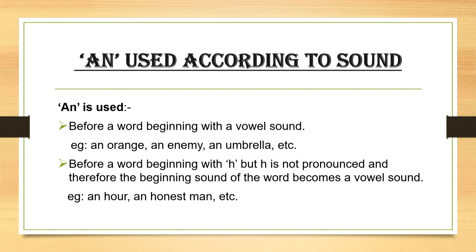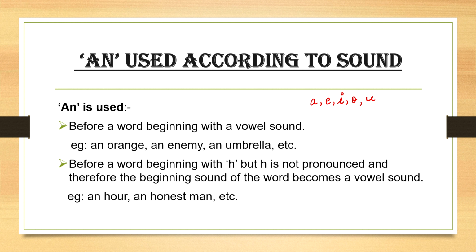Now, an is used before a word beginning with a vowel sound. First of all, tell me what are vowels. A, E, I, O and U. These are all your vowels and the rest of the letters are your consonants. So, an is used before a word beginning with a vowel sound. For example, an orange, an enemy, an umbrella and so on.